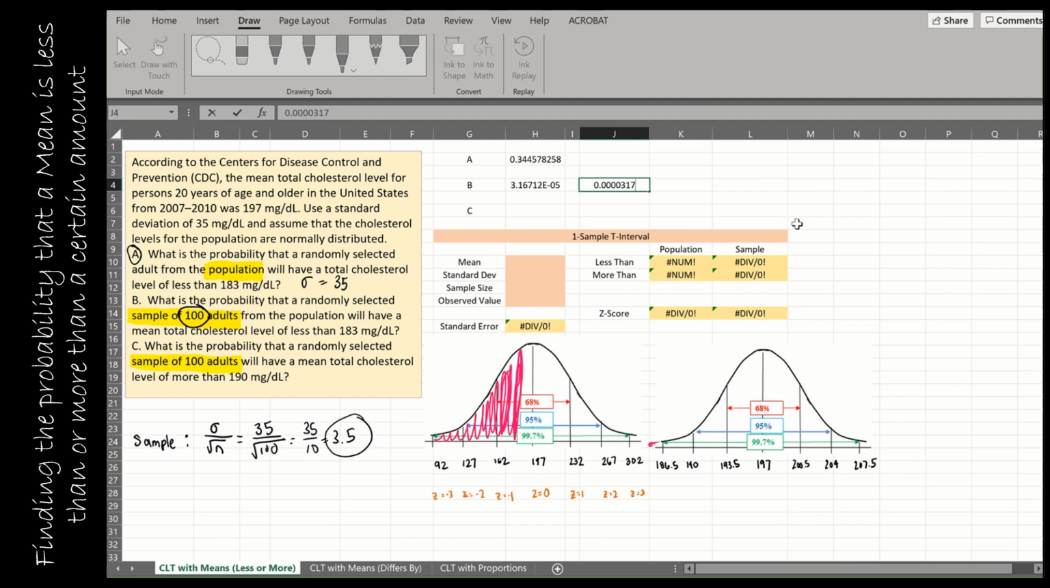Now, does that make sense? Yes, it does, because we drew our picture. So if you're having trouble visualizing what's going on, draw the picture every time. It's very helpful. For the last question, we're looking at, again, a sample.